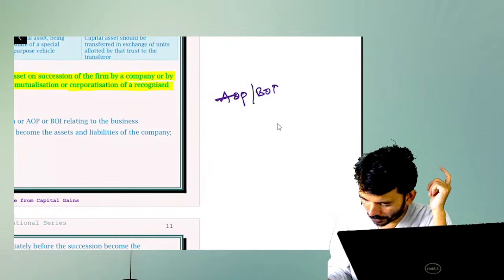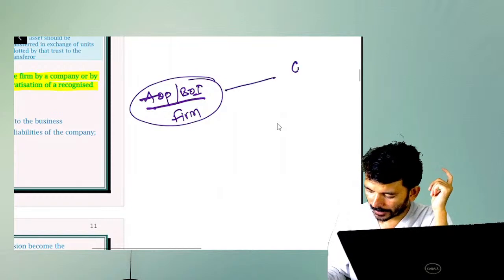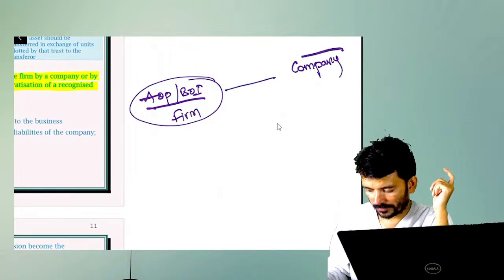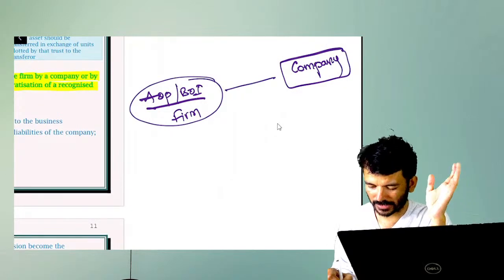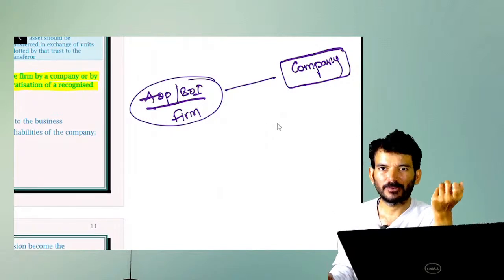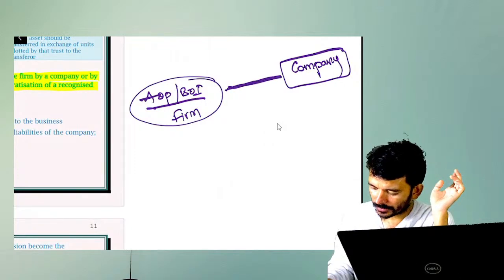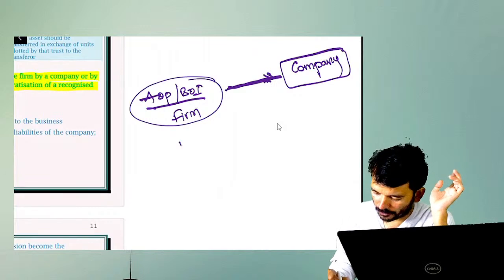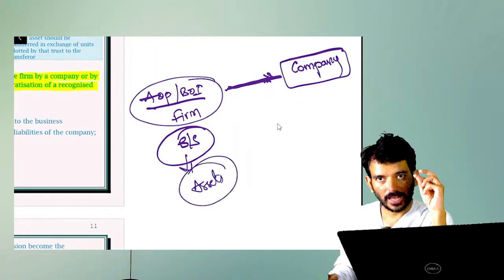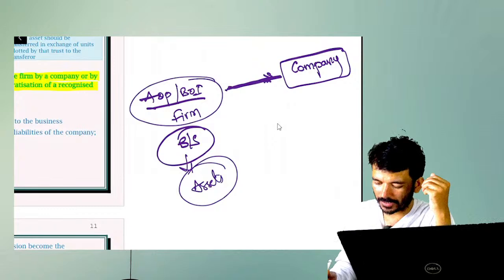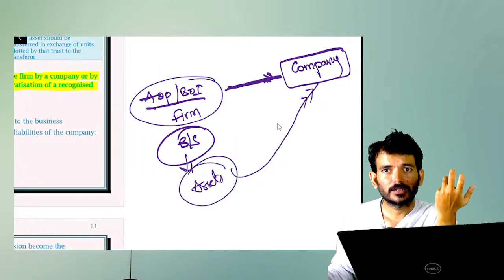Now this AOP, BOI, or firm is getting converted into a company. By now we are in a stage to say that in AOP, BOI we only have members, and for a firm we'll say only partners. They get converted into a company, right? So obviously they would have their own balance sheet. In that balance sheet they would be having their own assets. These assets are in the name of the AOP or in the name of the BOI. They are all getting converted or transferred to the company. So is it a transfer? Is it not a transfer?